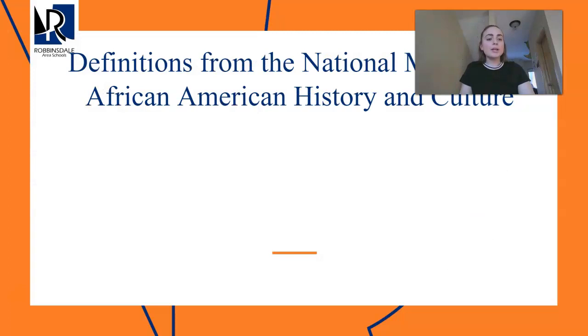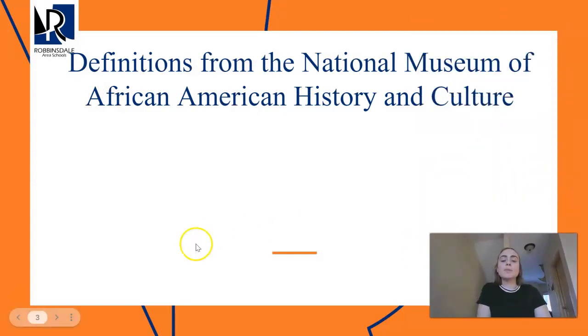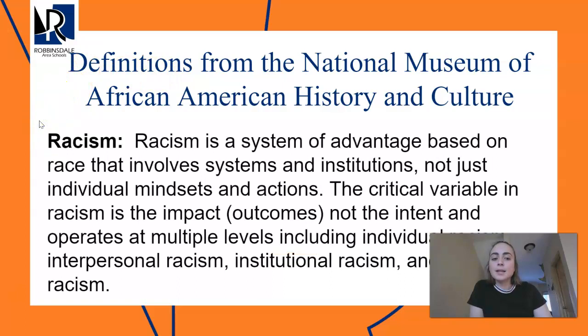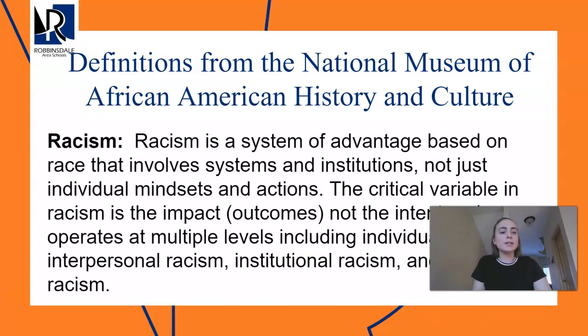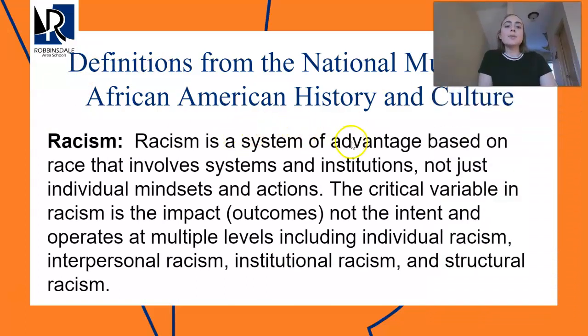So we're going to look at a couple definitions from the National Museum of African American History and Culture, which is a very awesome Smithsonian museum in Washington, D.C. And they define racism as a system of advantage based on race that involves systems and institutions, not just individual mindsets and actions. The critical variable in racism is the impact or the outcome, not the intent. So that basically just means that you can be racist without trying.